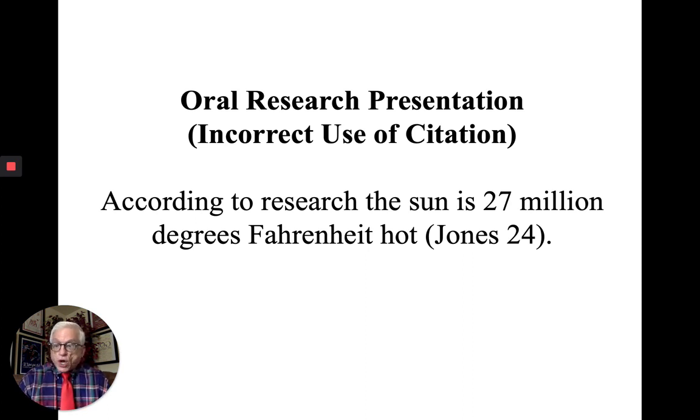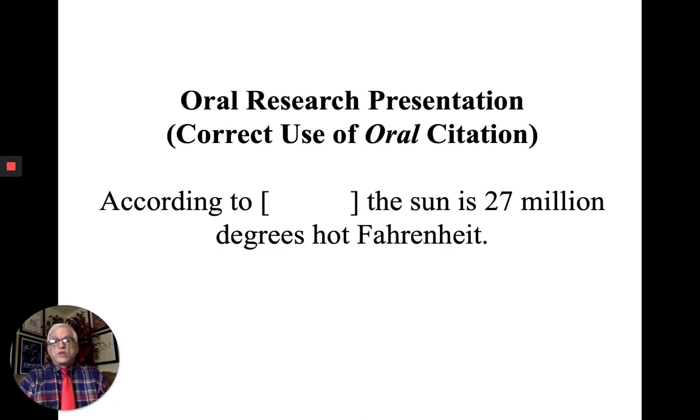Your textbook talks about this in the research chapter. So when I'm grading outlines, I'm going to make sure that you have really clear oral source citations. So I'm going to take you through a little bit of a tutorial on how to do that. So if you are giving an oral research presentation, your correct use of an oral citation would be to say something like, according to, and then you would give the source for that and then give the statement. The sun is 27 million degrees hot Fahrenheit.